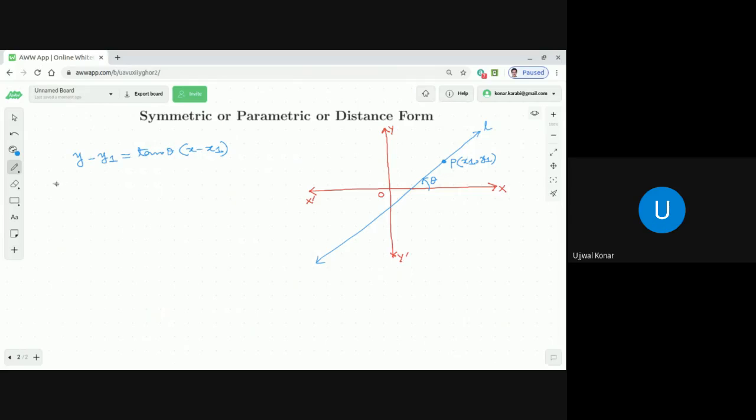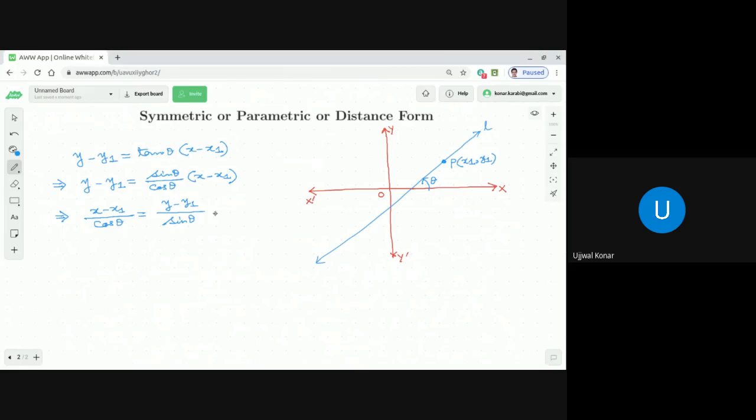So now we are just representing it in a slightly different form. Tan theta is equal to what? Sin theta by cos theta. So from here we can write y minus y1 is equal to sin theta divided by cos theta into x minus x1. So this implies what, dear students? That from here we can write x minus x1 divided by cos theta is equal to y minus y1 divided by sin theta. Correct, no?